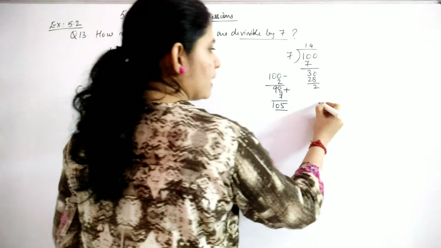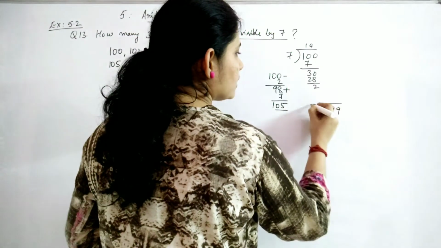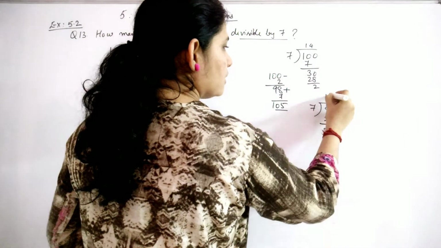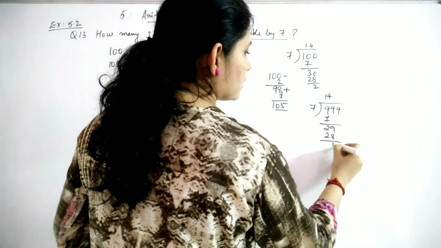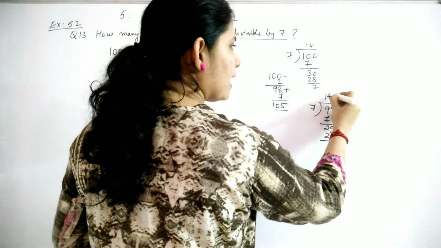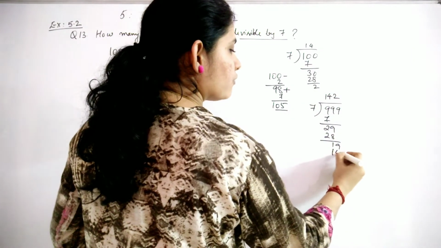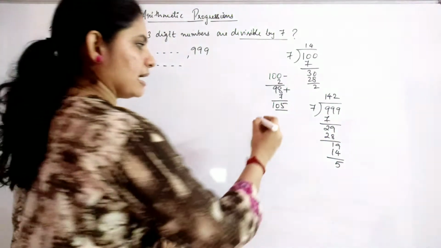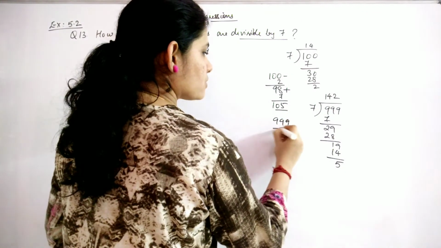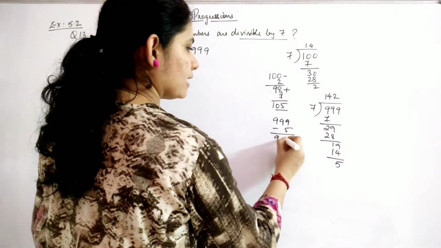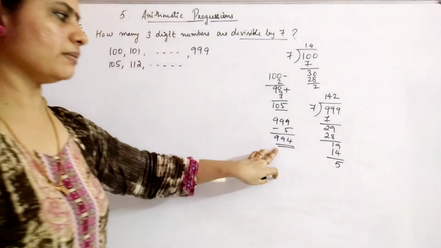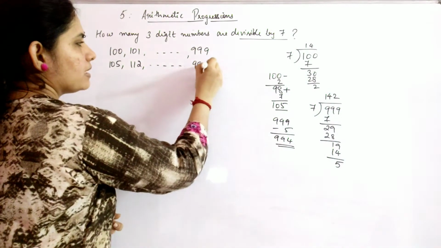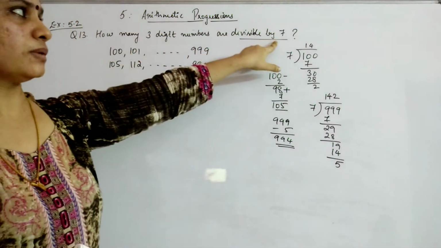And for the last number, what will we do? We will again divide 999 by 7. Okay, 7, 2, 29, 4, 28, 19. Then you will have 2 and here you will have 14, that means the remainder is 5. Now this remainder should be subtracted from 999. From 999 you subtract this remainder which is 5, you will get 994. And this 994 will be a multiple of 7. Okay, so 994 will be the last 3-digit number which is divisible by 7.